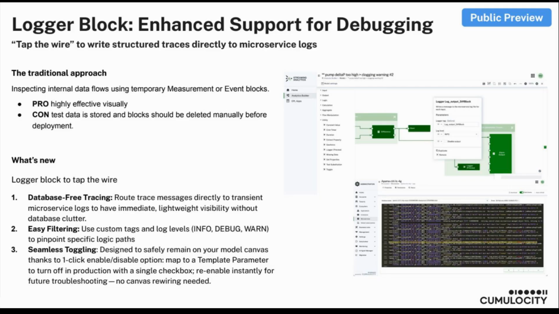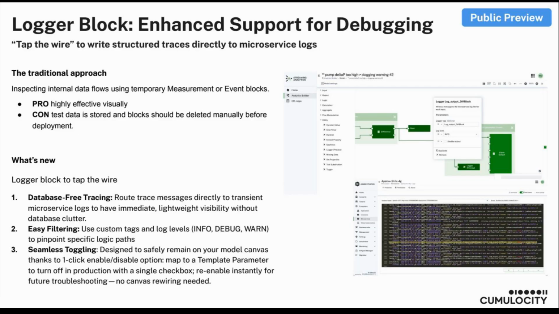So the goal of the logger block is to still tap the wire between the blocks, but instead of pushing it to events or measurements, we are now routing it directly towards the logs. And you can add some custom tags, define the log levels, which then makes it very easy to filter out the logs and really pinpoint exactly where the logic of your model is failing.